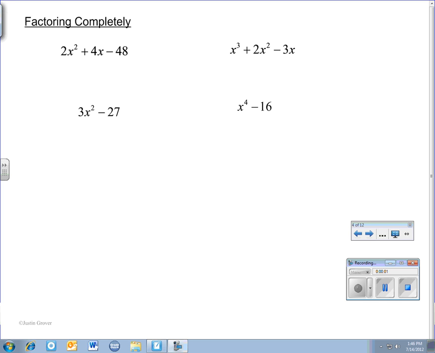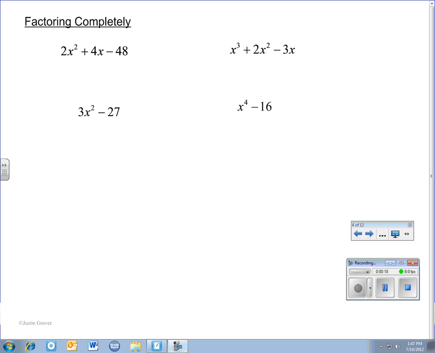Factoring completely means that you can factor more than once. Often it means you need to factor twice. Sometimes it means you have to factor multiple times. But for 2x squared plus 4x minus 8, the first type of factoring you want to look for is GCF. Is there a greatest common factor in the polynomial?